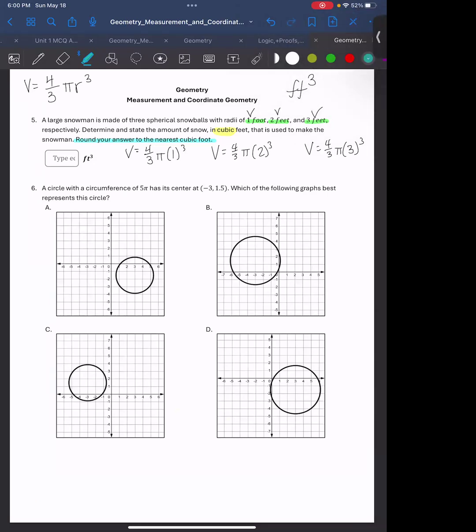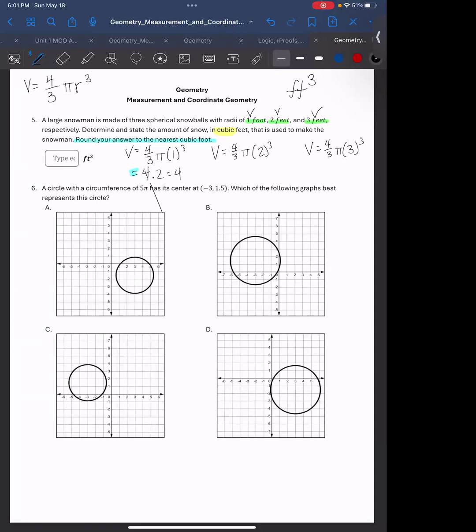All right, let's go ahead and check our answers. So we have 1 cubed is what? 1. Just 1. So then I'm really just doing 4/3 times pi. Where's my pi? And that is about 4.2, or just 4. I'm going to leave it at just 4 for now.